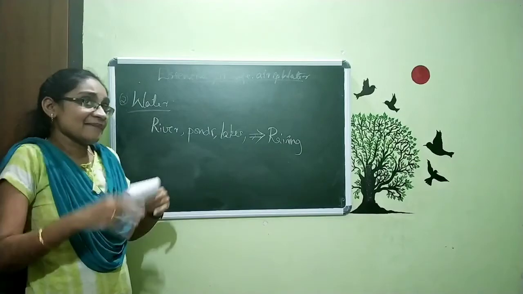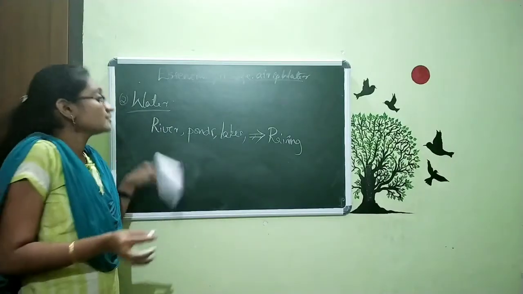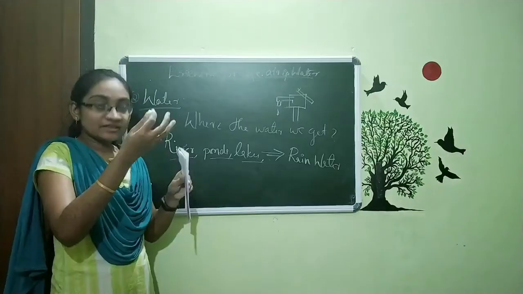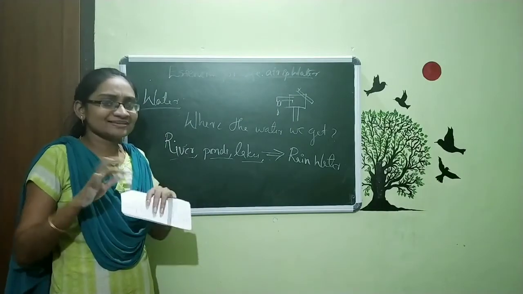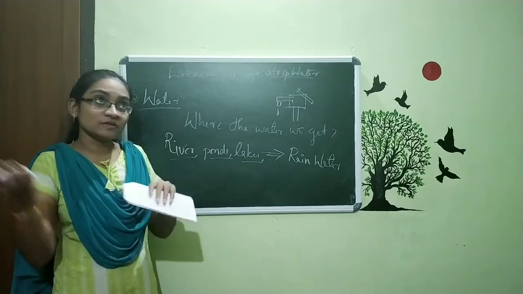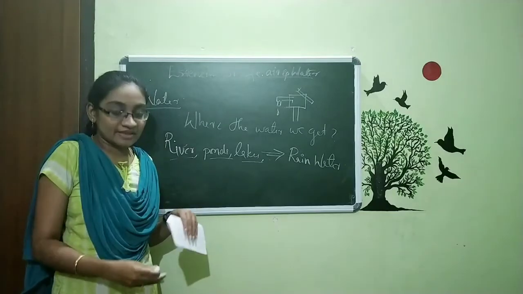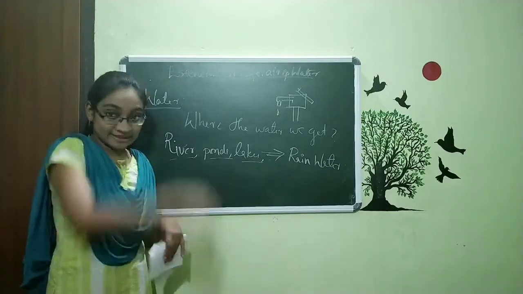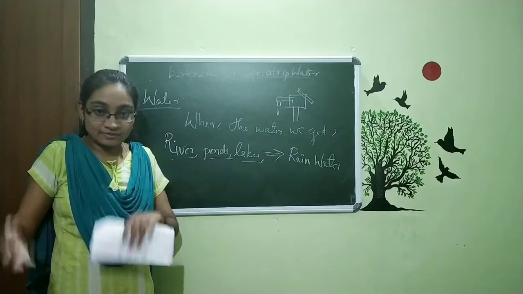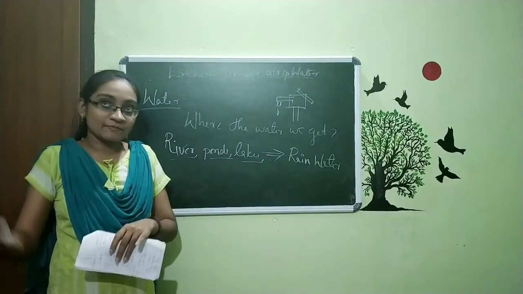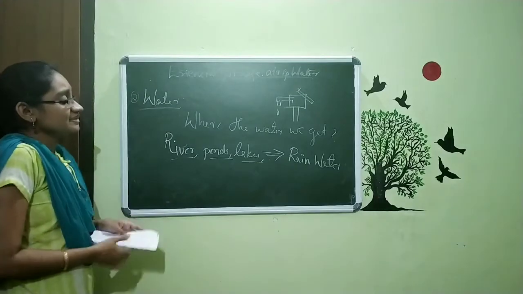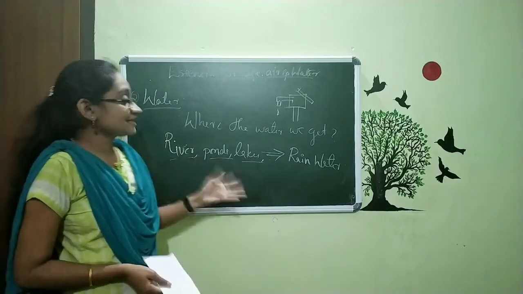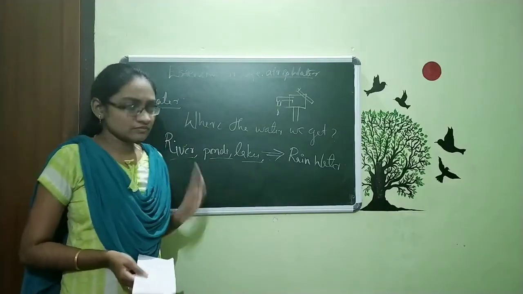And it continuously happens: evaporation of water from the rivers, ponds, lakes, and it goes up to the sky and gets condensed. Condensation means the water gets cool and then comes again as rain. Actually it is a cycle. The rain comes and then the water evaporates, continuously. And so we can say the rainwater occurs within the rivers, ponds, lakes and all.